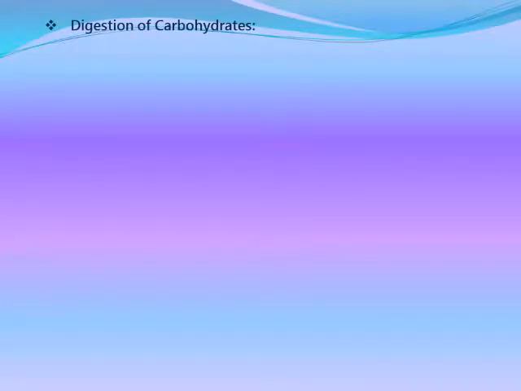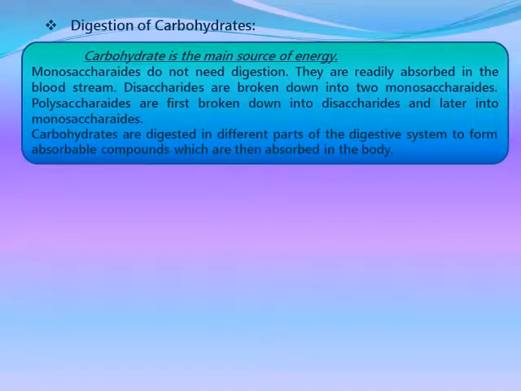Digestion of carbohydrate. Carbohydrate is the main source of energy. What is the main source of energy? Carbohydrate is the main source of energy. Students, underline the sentences in your book. Carbohydrates supply the necessary heat and energy for our important activities. Rice, bread, sugar, molasses, honey, fruits, etc. are the main source of carbohydrates.